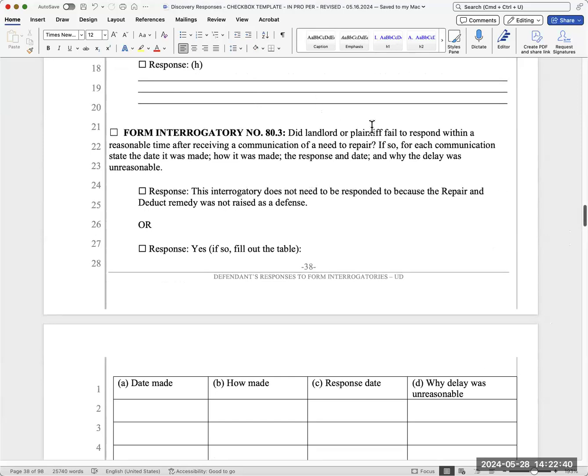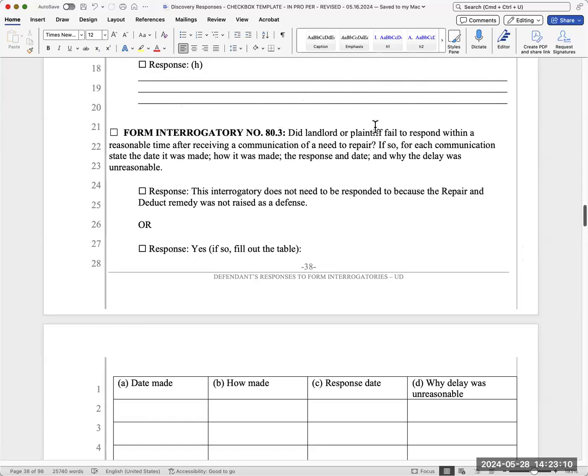80.3: did the landlord or plaintiff fail to respond within a reasonable amount of time after receiving a communication of a need to repair? If you answered no to 80.1, you check here. The interrogatory doesn't need to be responded to because repair and deduct remedy was not raised as a defense. Otherwise, you should check here and fill out the response if the answer to this question is yes.